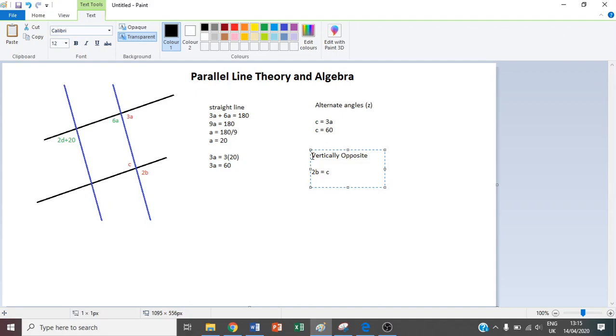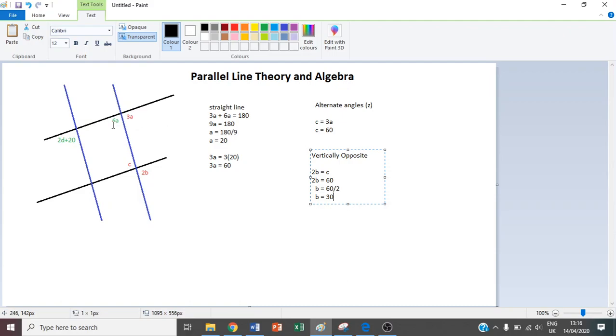I already know what C is. I found it up here. I don't need to work it out for a second time. I just need to rewrite that as 2B equals 60. So I need to find B. B on its own, getting rid of the 2. B equals 60. It was times by 2, so I'm dividing by 2. B must be equal to 30 then. B equals 30. Okay, I've got A, I've got B, I've got C. I just need to find D.